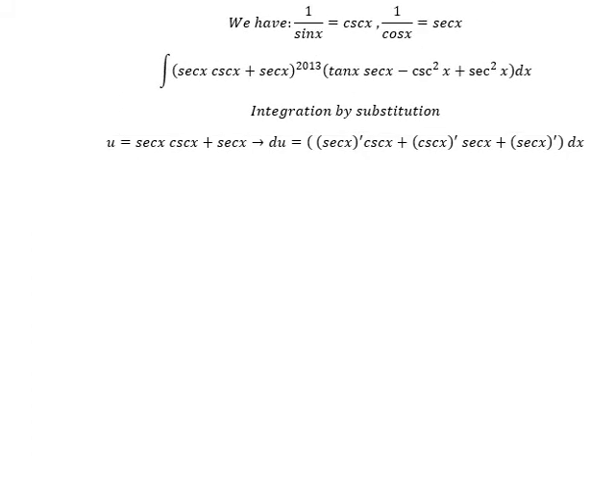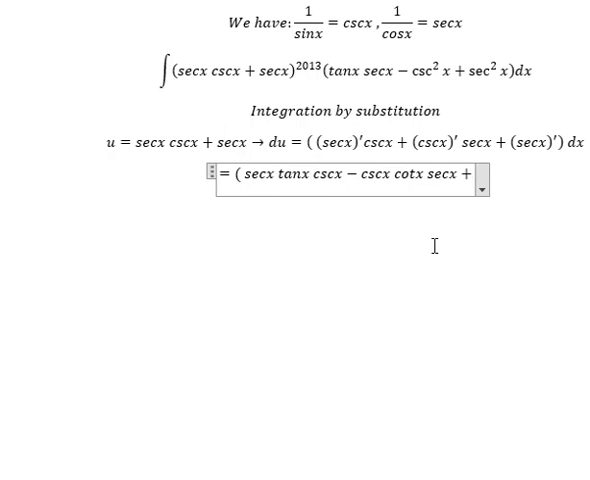Now we simplify. This one we have secant of x tan x cosecant of x. The next one we have negative cosecant of x cotangent x secant of x. The next one we have secant of x tan x.